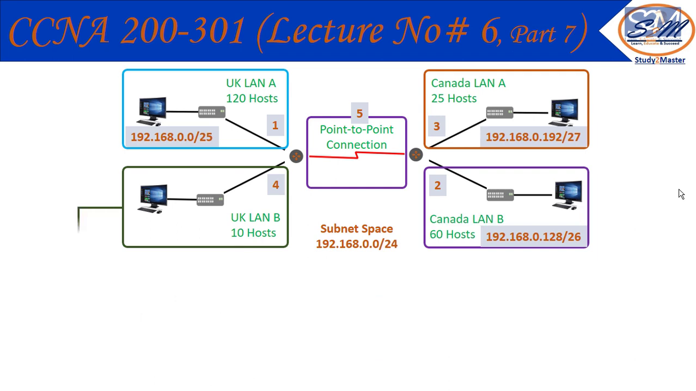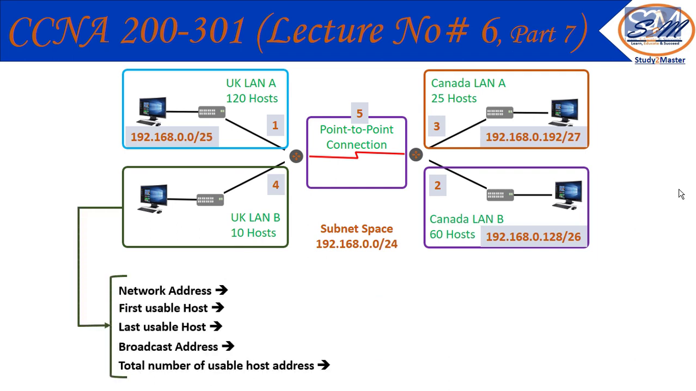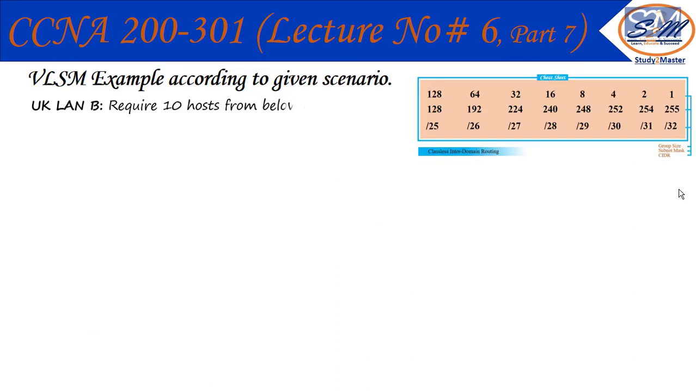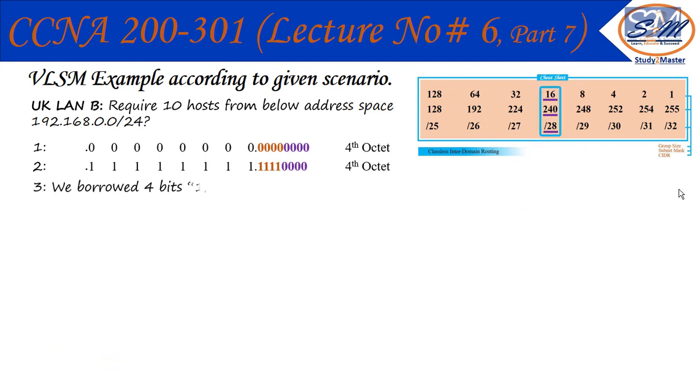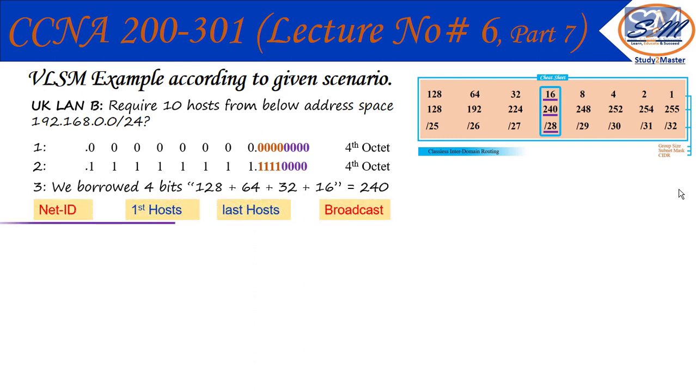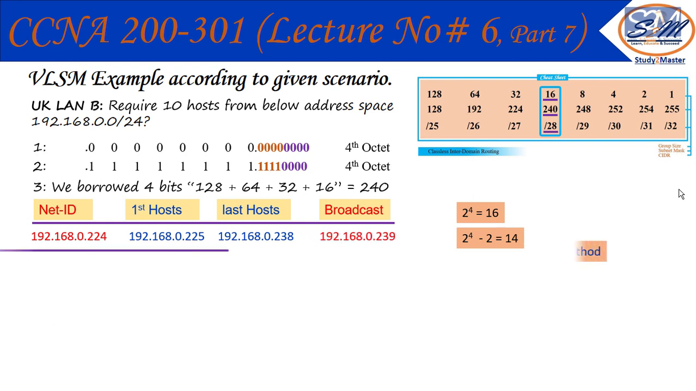Let's jump to UK LAN B, which requires 10 hosts. Again, we should determine the network IP address, first usable host, last usable host, broadcast address, and total number of usable host addresses. So the process, as I told you, is the same. LAN B requires 10 hosts from the below IP address space, 192.168.0.0/24. And here we borrowed 4 bits. 128 plus 64 plus 32 plus 16 is equal to 240. 2 to the power of 4 is equal to 16. 2 to the power of 4 minus 2 is equal to 14.